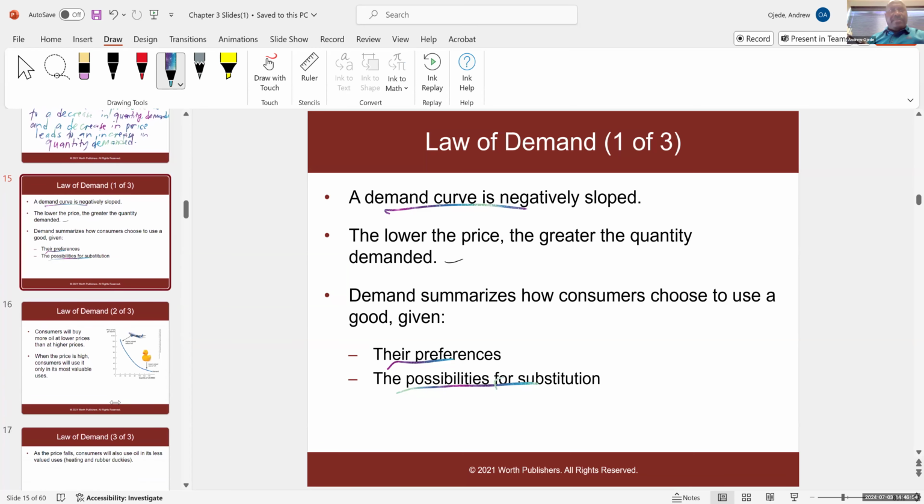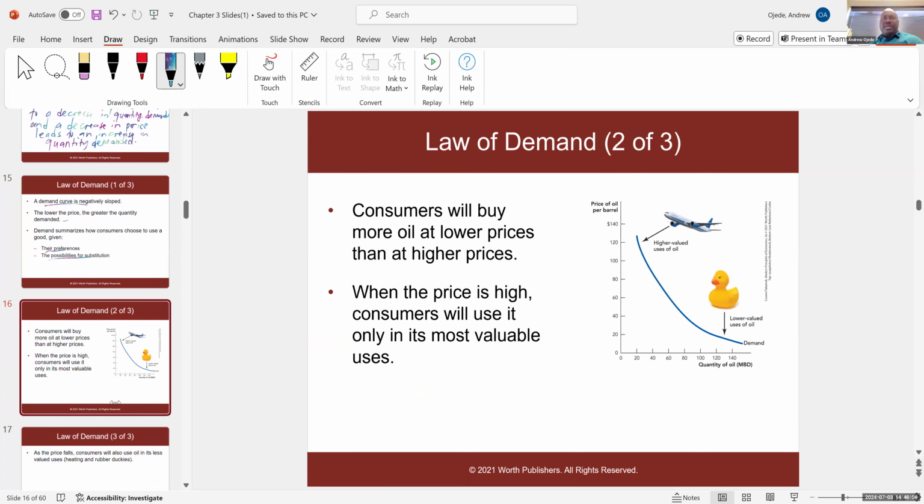All right, so let's talk about how consumers will buy more oil at lower prices than at higher prices. We already know that. When the price is high, consumers will use it only in its most valuable uses, such as we use oil in airplanes. But if the price is very low, consumers are going to misuse it. They're going to use oil for anything they want.